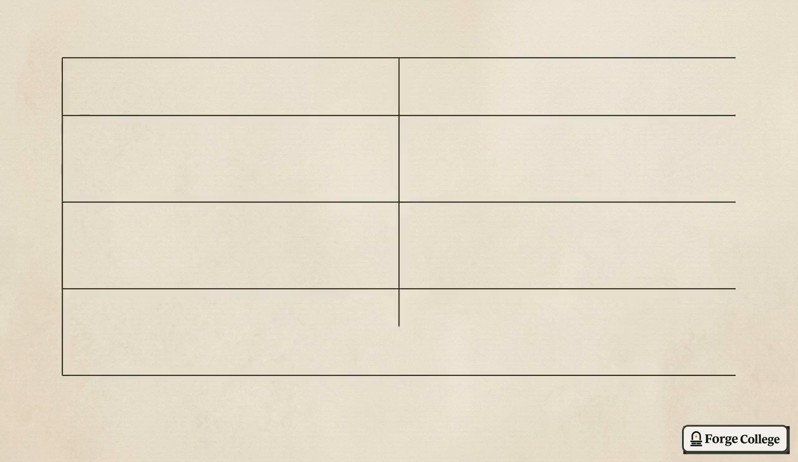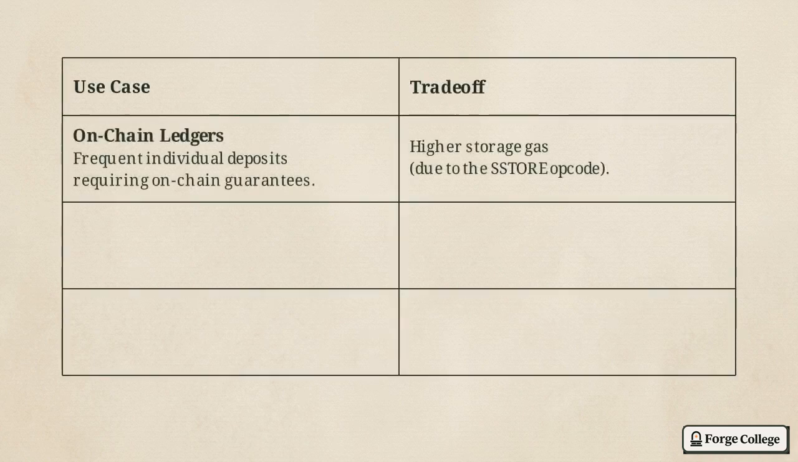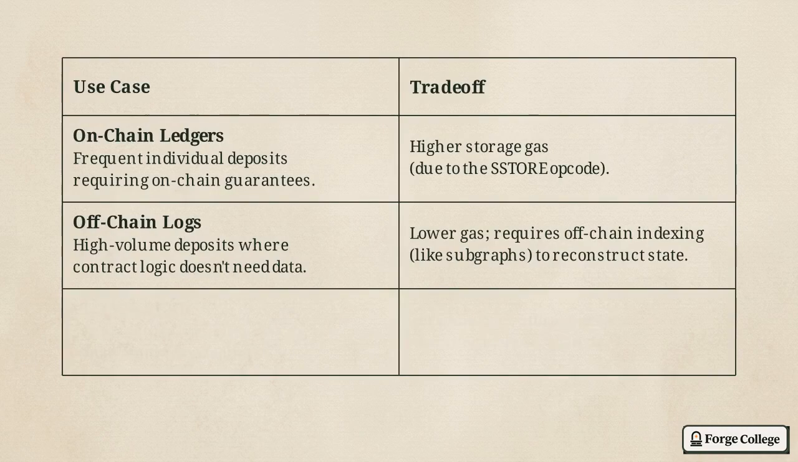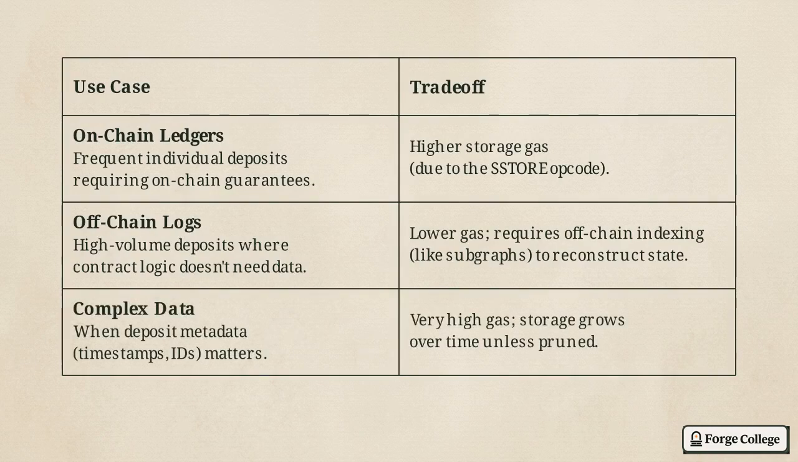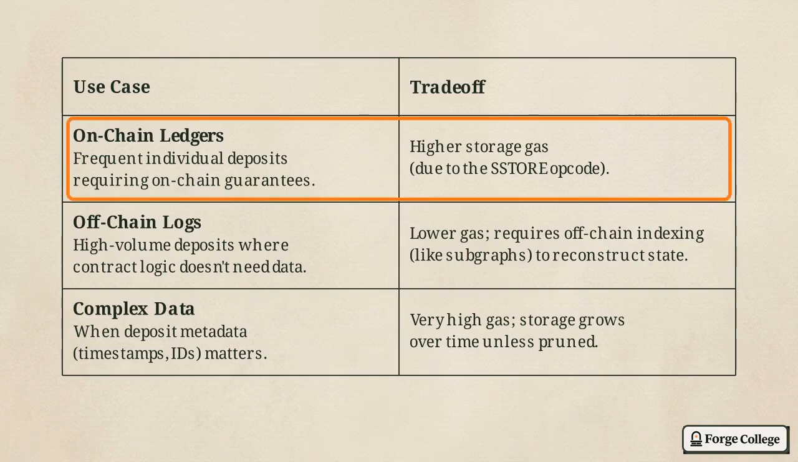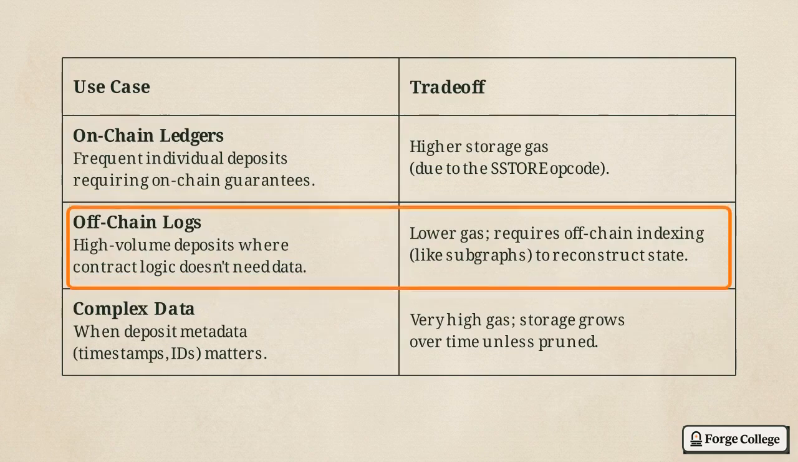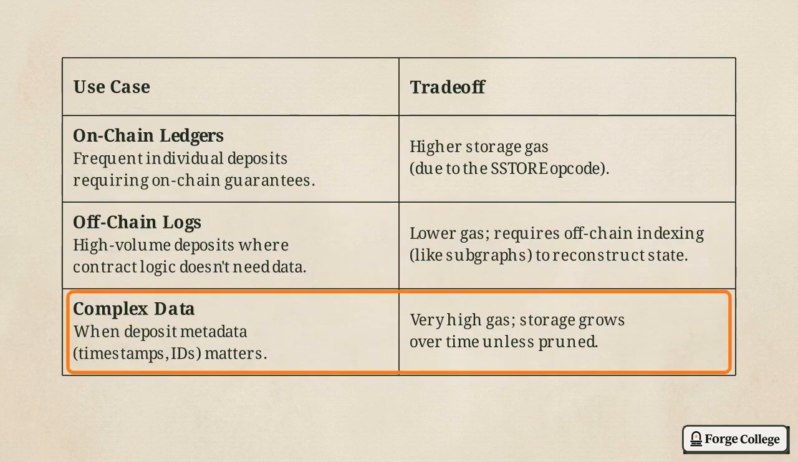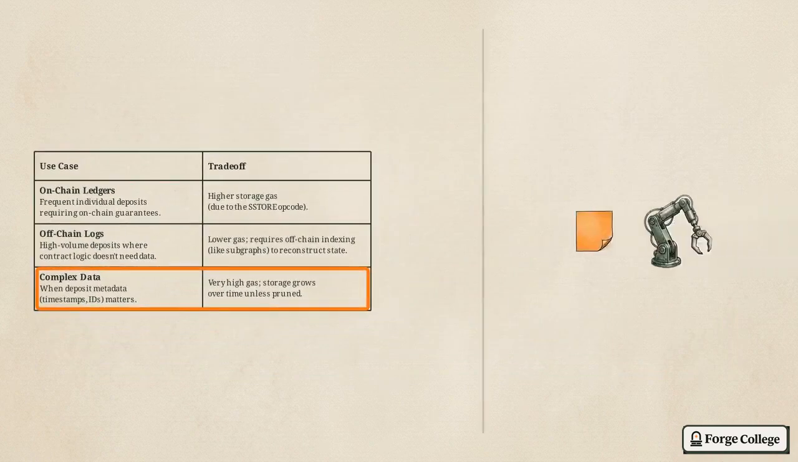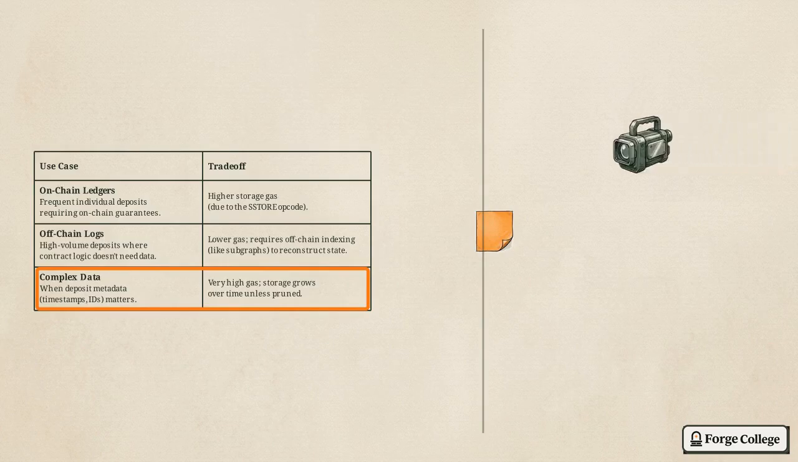This table compares our data storage options, contrasting those heavy mappings against a cheaper alternative called event-only recording. We have mapping balances for on-chain guarantees, event-only for high-volume deposits, and struct entries when detailed metadata matters. Event-only recording is like the robot slapping a cheap paper sticky note onto the bank window. It uses far less gas, but it requires external, off-chain systems to actually read the notes and track the data.